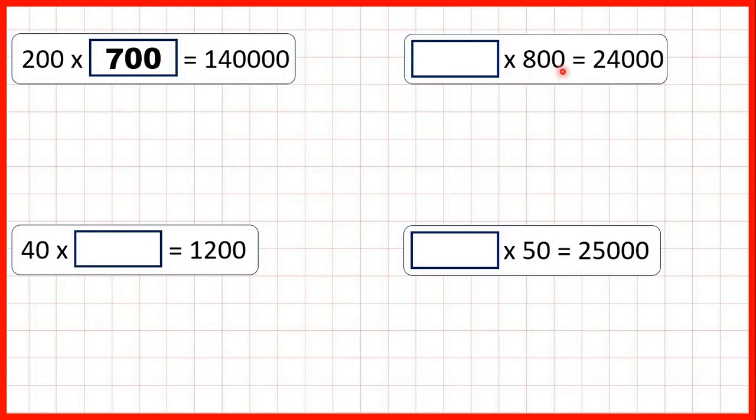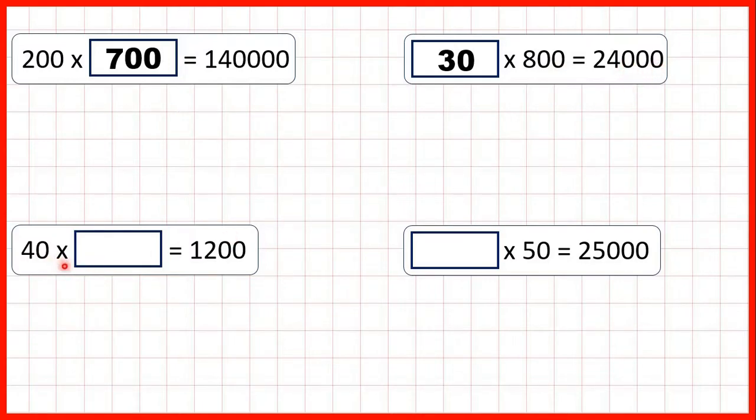Something times 800 equals 24,000. Well, 3 times 8 is 24, and in our answer we have 3 end zeros. We already have 2 end zeros in our question, so we need just one more end zero. 3 times 8 is 24, so 30 times 800 is 24,000, because then we've got 3 end zeros in both the question and in the answer.